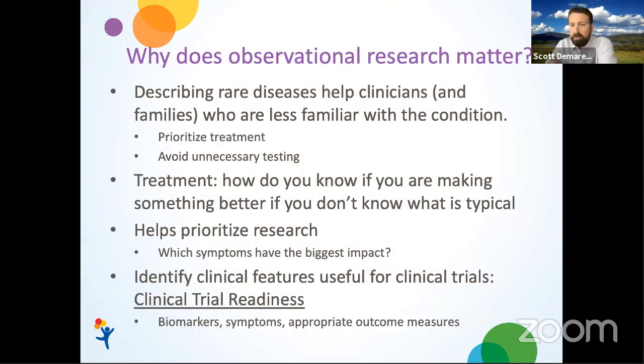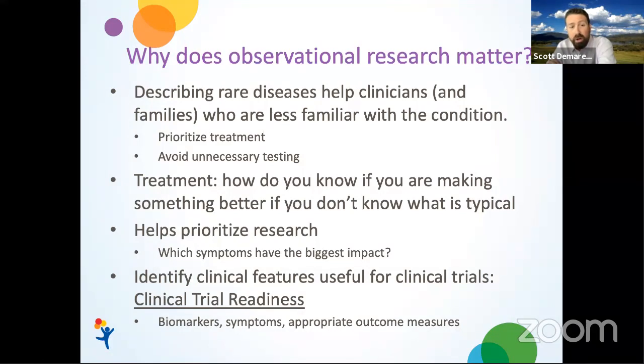So why does this matter? Why do we need observational research? With rare conditions, it's actually very helpful to clinicians who are less familiar with a condition just to have good descriptions in the medical literature about what's going on with patients. That helps them to be able to treat patients better. It also helps us to prioritize what types of treatments might be most effective or important. And it helps us avoid unnecessary testing for patients when we have a better sense of what kinds of things we should be ready for and watching for.